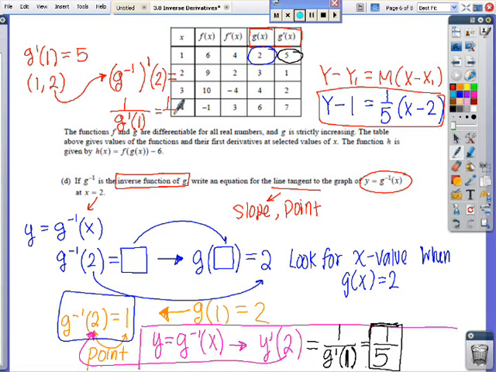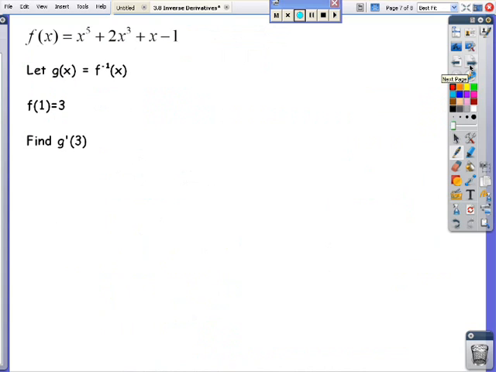One more problem to try. This came from the book. f of x is equal to x to the 5th plus 2x cubed plus x minus 1. Now I'm calling g the inverse function of f. I'm telling you that f of 1 is 3. So now it's telling me to find g prime of 3.